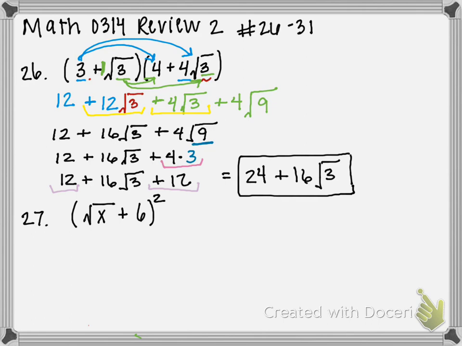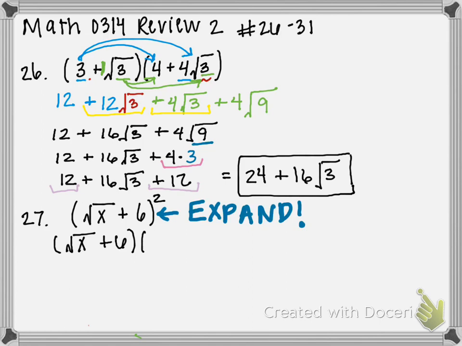So take a look at 27. We have the square root of x plus 6 squared. So this is probably the third problem we've seen that's a binomial squared. So by now, we should know that we have to expand. So this is actually the square root of x plus 6 times square root of x plus 6. So it's a binomial times a binomial. We will need to FOIL.